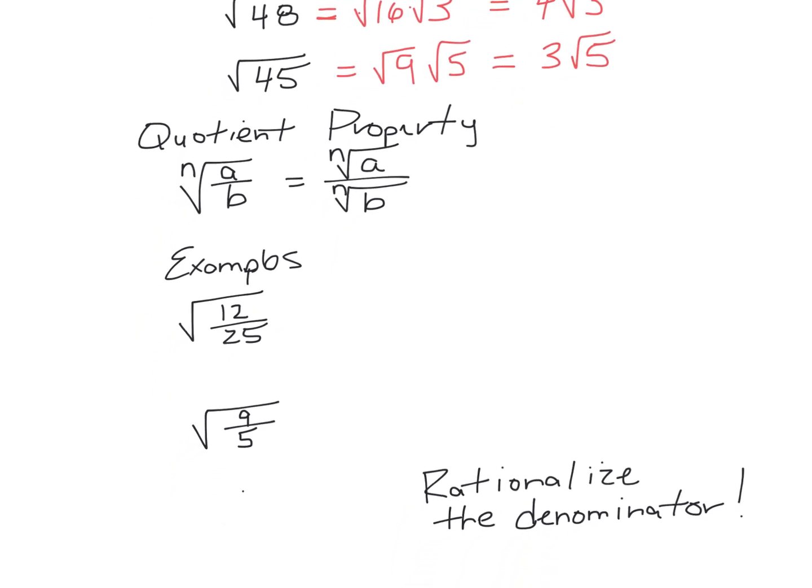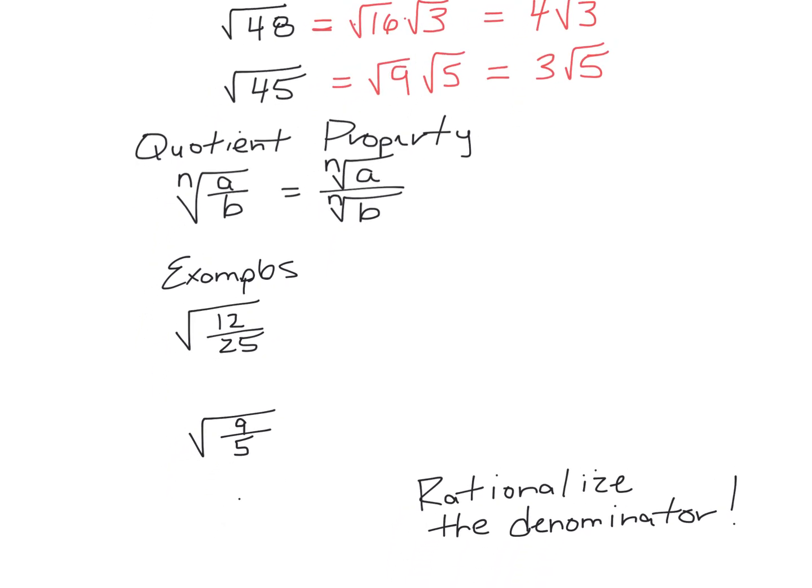Quotient property: if you have the nth root of A over B, you can break it up as the nth root of A divided by the nth root of B. So in this example, I could write this as the root of 12 over the root of 25. The root of 12 I could break up, using the product property, into root 4 times root 3. And the root of 25 is a perfect square, which is simply 5. So on the top, I would have 2 root 3, divided by 5.